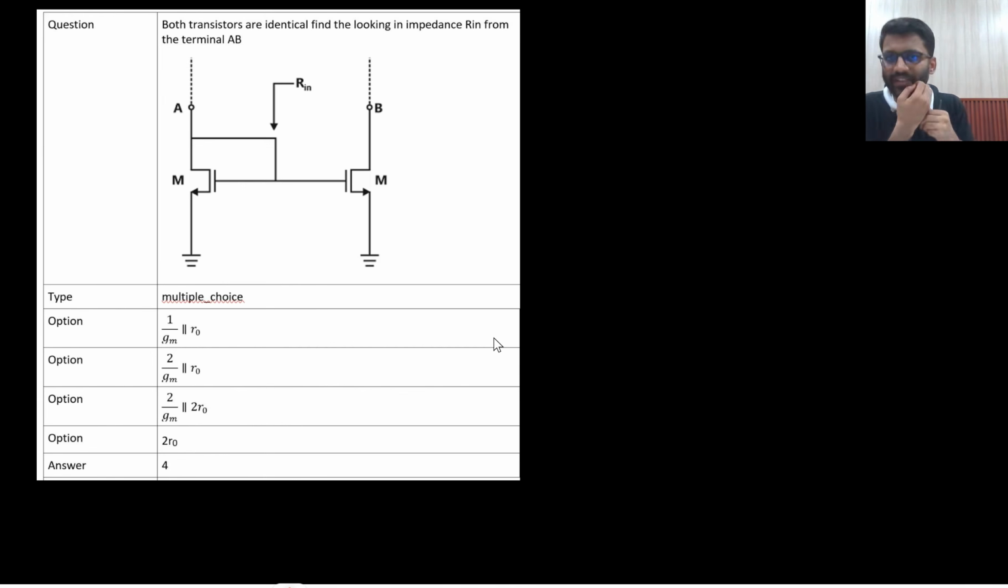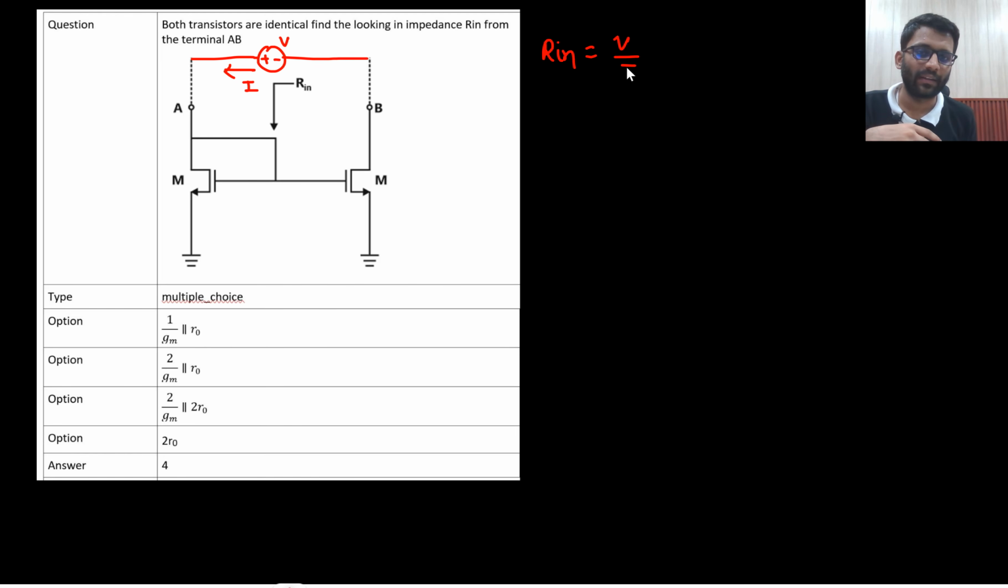Let's see this one. You need to find the R in from this particular port, from the port AB. So this is also a very good problem. From a port I need to find R in. So what I will do, I will connect a battery V here and get current I out of it. This is what we do when we need to find the resistance. So my R in will be equal to V by I, right?